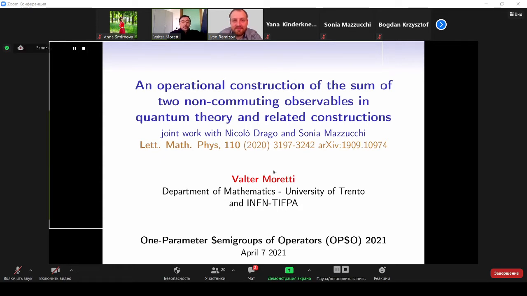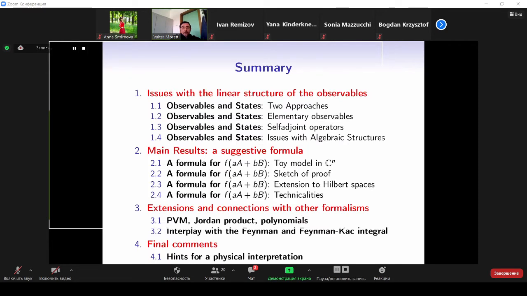Okay, I can start with my talk. It concerns a paper in collaboration with my colleagues Niccolò Drago and Sonia Mazzucchi. This paper concerns actually a long-standing problem arising from physics. This is a possible solution, at least at mathematical level. Okay, this is the summary of the talk.